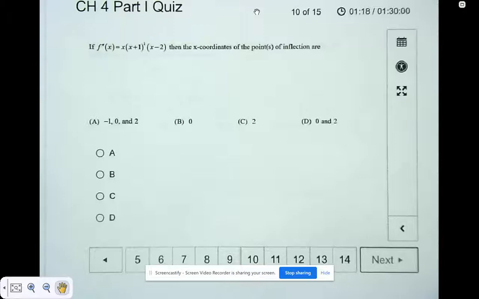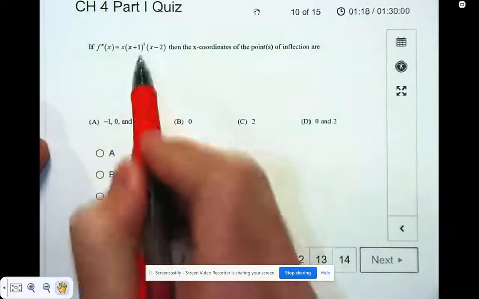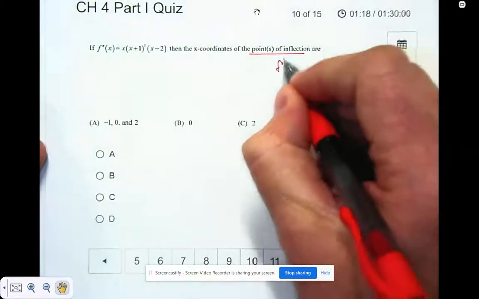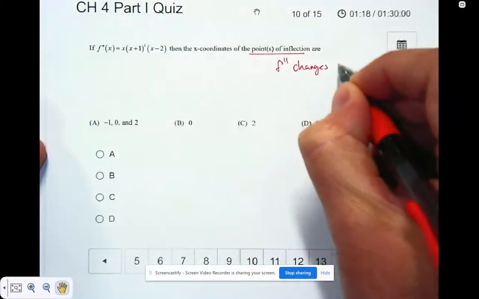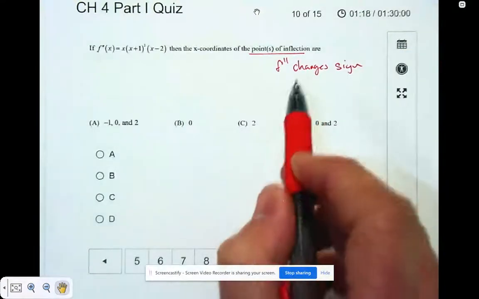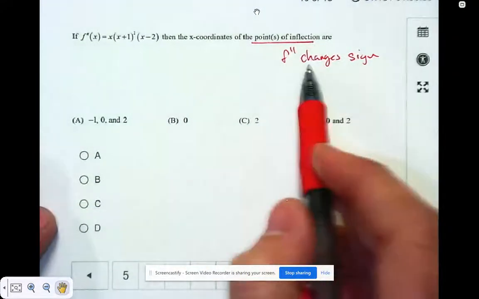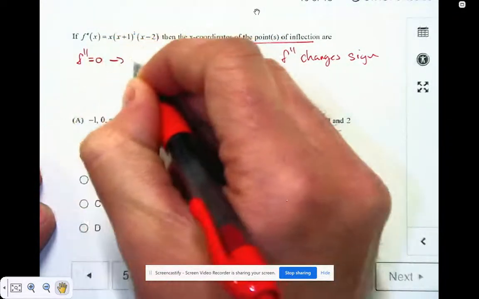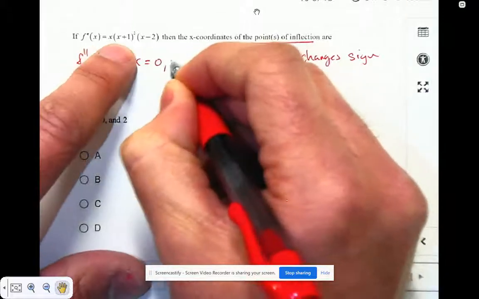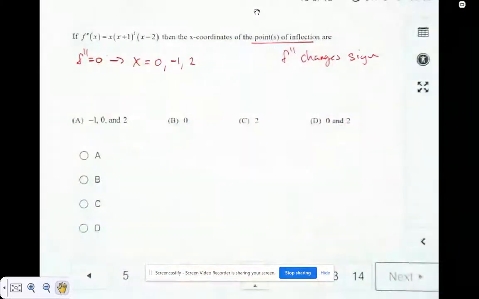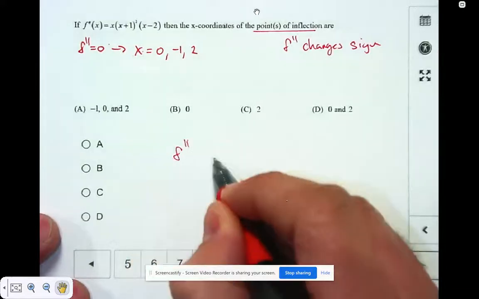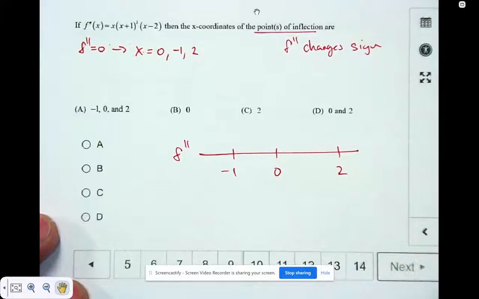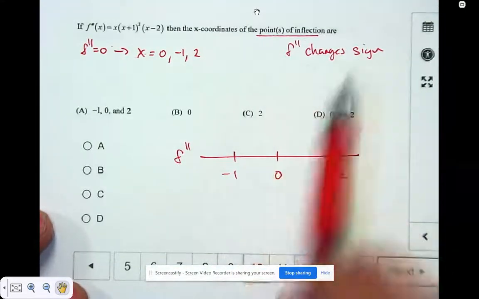All right, question number 10. If f double prime is equal to this, find the x-coordinates of points of inflection. Definition based. What's a POI? F double prime changes sign. Memorize it, definition based, point of inflection, f double prime changes sign. Clearly, f double prime equals 0 when x is 0 or negative 1 or positive 2. And so if you did an f double prime line with negative 1 and 0 and 2, and you look at your intervals, you're looking for where this happens.